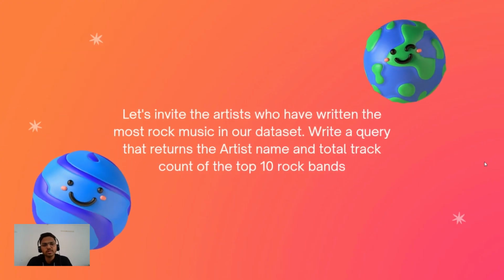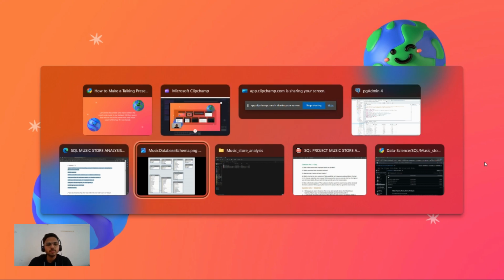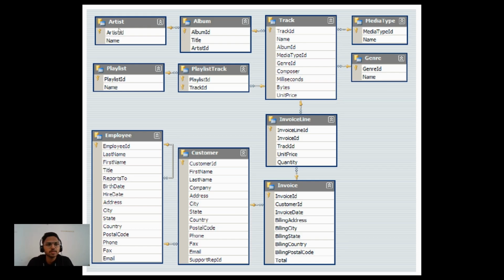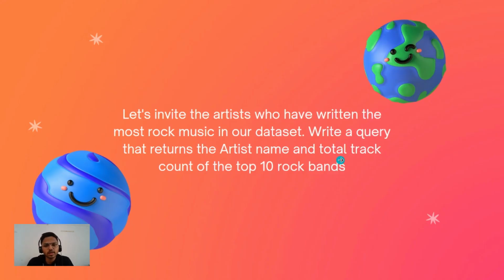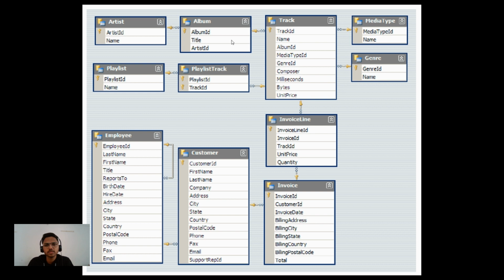Okay, guys. So now let's move on to the next question. The question says let's invite the artists who have written the most rock music in our dataset. Again, it is related to the genre table. Write a query that returns the artist name and the total track count of the top 10 rock bands. So we need to write a query that returns the artist name. We have the artist name in the artist table. We need to return this artist name and total track count of the top 10 rock bands.